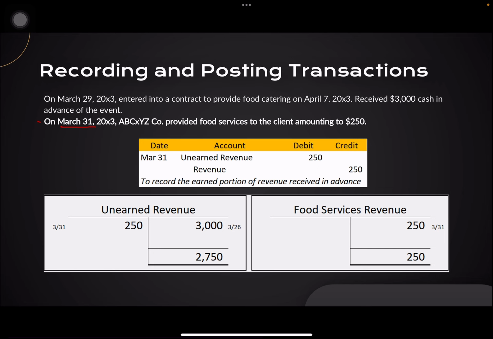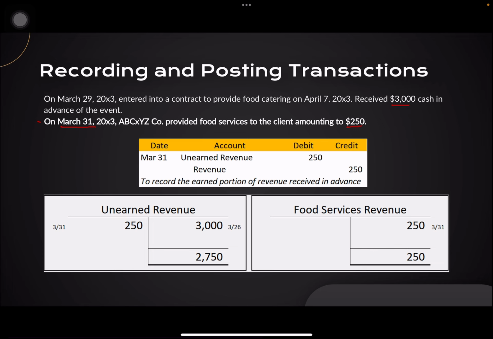Okay? So initially, class, your liability was worth $3,000. Correct? Because this was your agreed contract. You will deliver food in the future amounting to $3,000. But on the second bullet point, it seems that on March 31, 20x3, you already delivered a partial amount of what you are obliged to do, in the amount of $250 worth of food catering services.